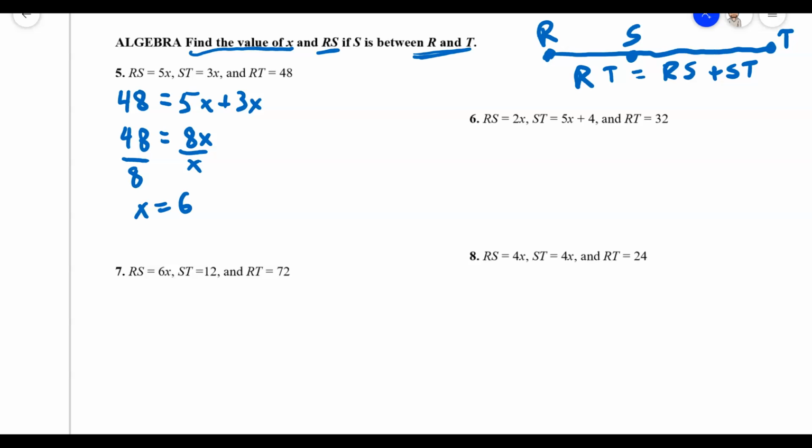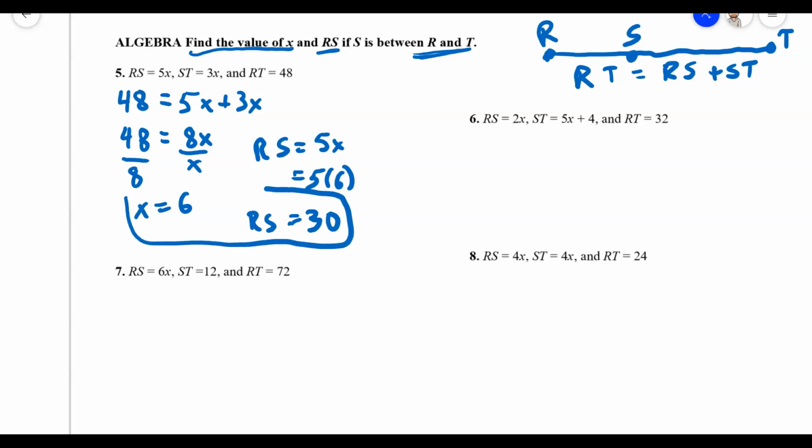But they didn't just want x, they want to know what RS is as well. So what is RS? RS is 5x, so that's 5 times 6, which would be 30. So 2 steps to each of these. Find x and find RS. Okay? So let's see what that looks like in the next one.